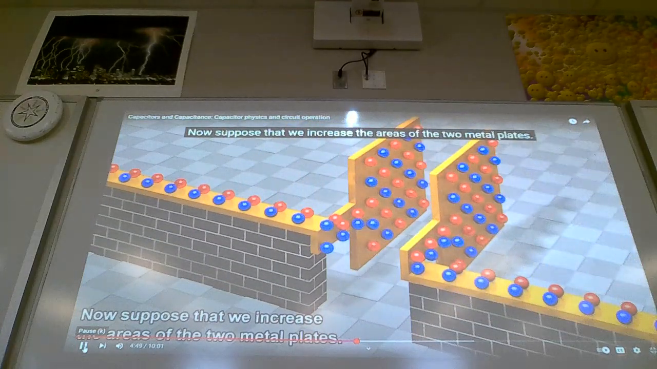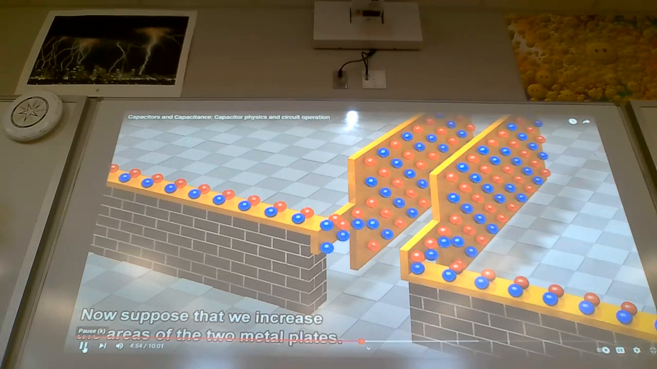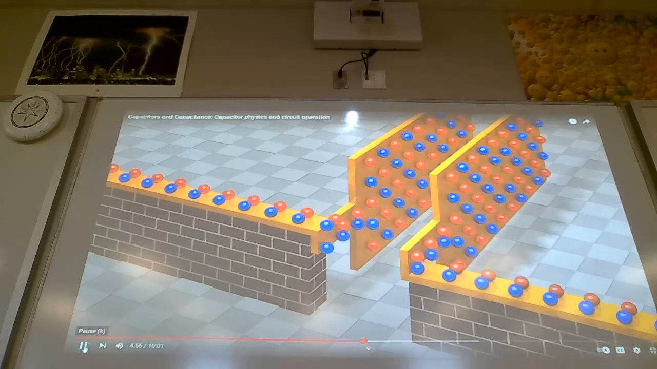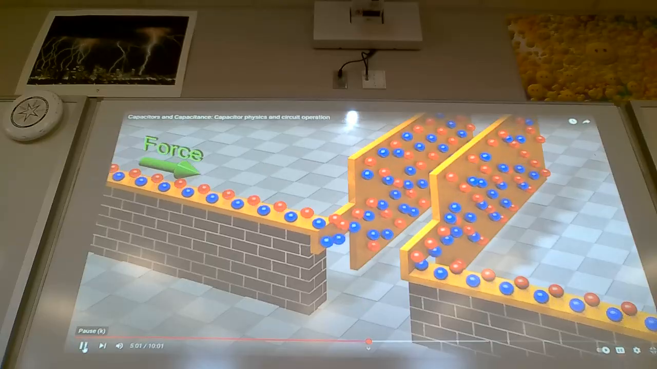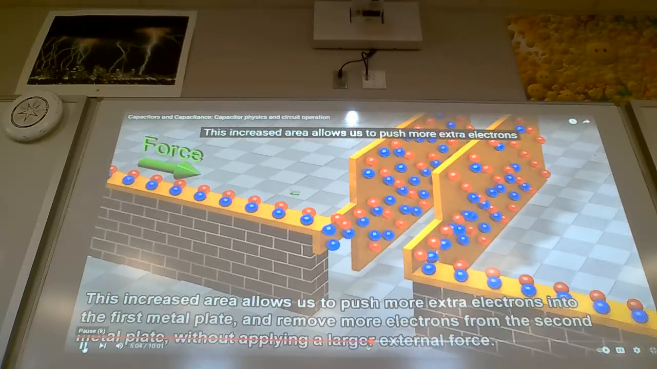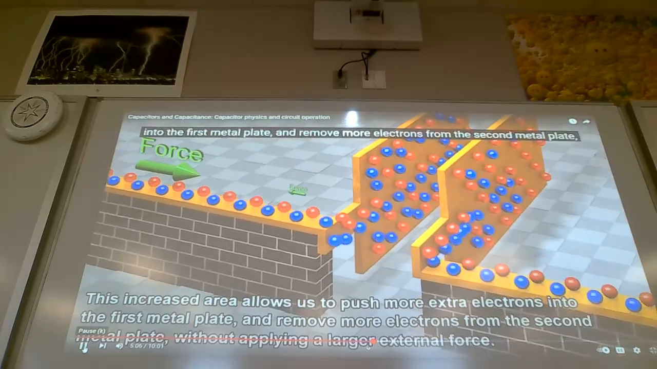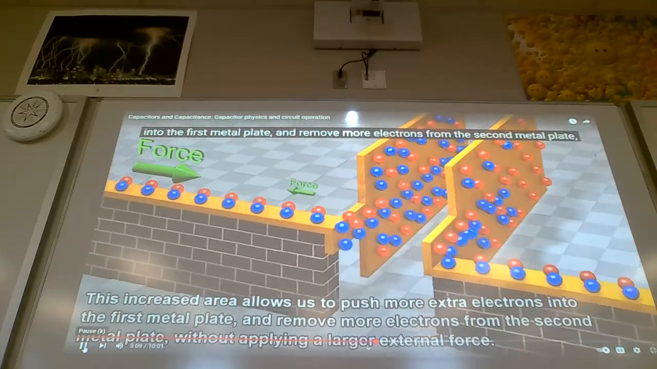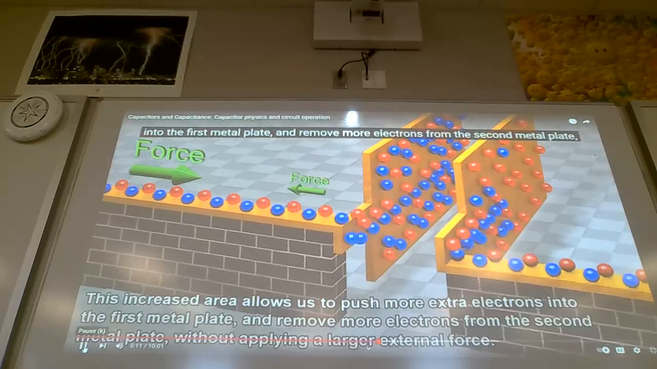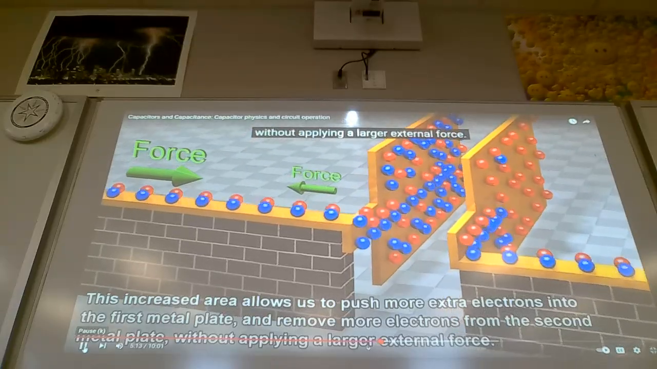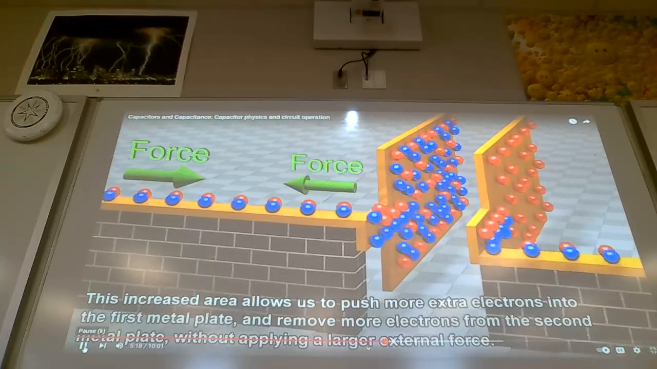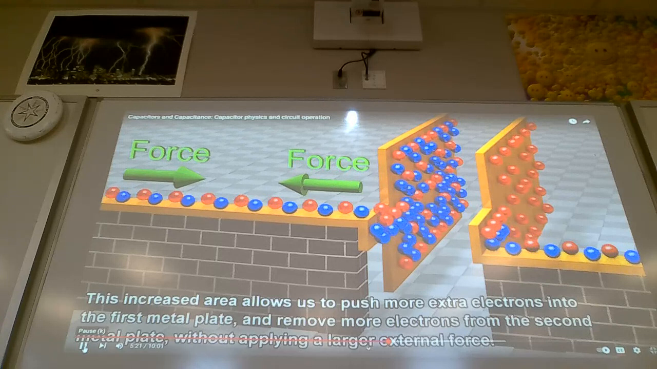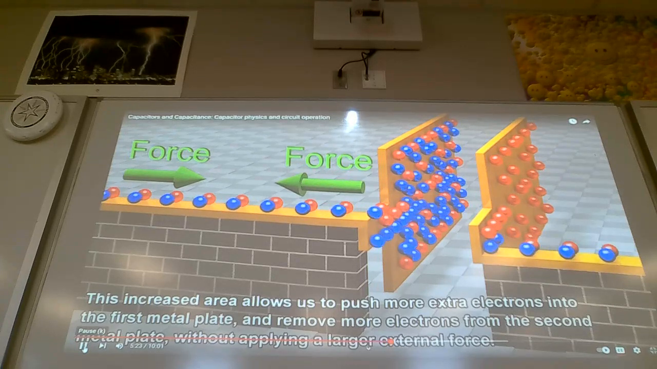Now suppose that we increase the areas of the two metal plates. This increased area allows us to push more extra electrons into the first metal plate, and remove more electrons from the second metal plate, without applying a larger external force. Increasing capacitance, because you can now have more charge for the same amount of voltage, the same amount of pressure. That's capacitance.